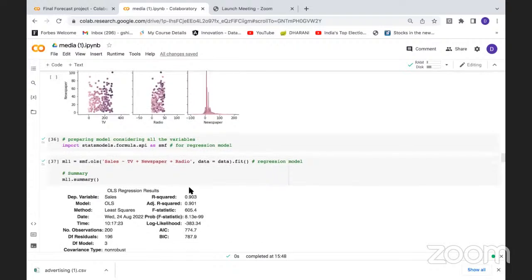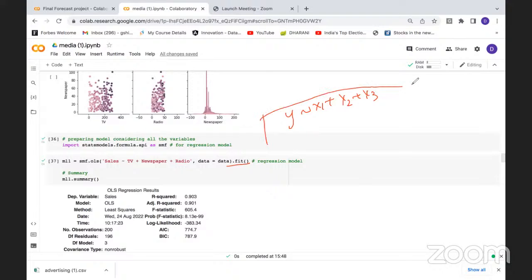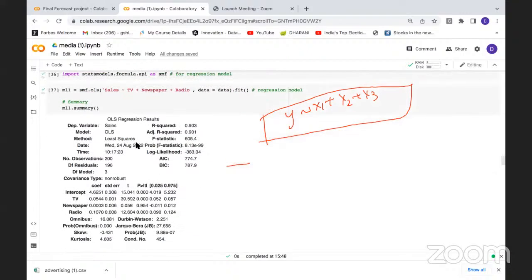So now what you should do is go and build the model. I don't want to delete the other two, newspaper and radio. We will build the model, sales tilde TV plus newspaper plus radio, with data equal to whatever data I have, and I fitted it. So the indication is this is the one we have written. Okay, what will we do now? This is nothing but the OLS regression results. This is the output summary we got.